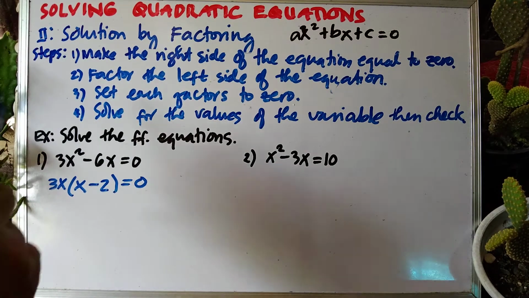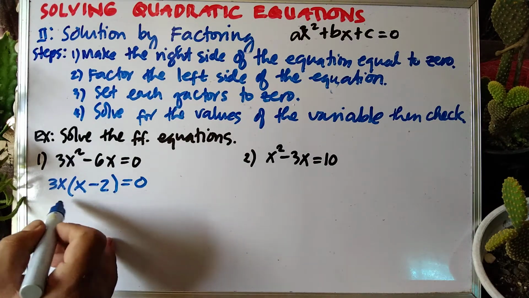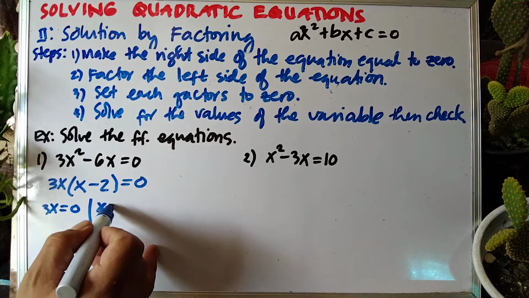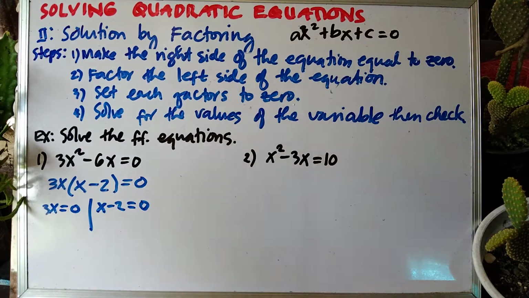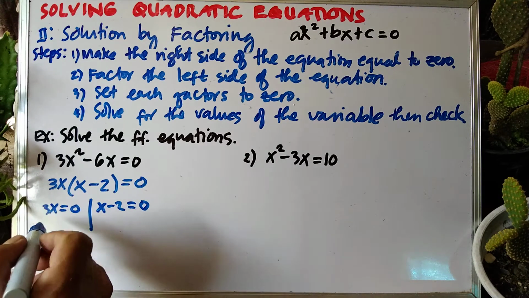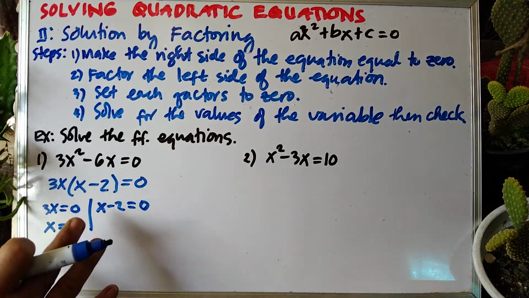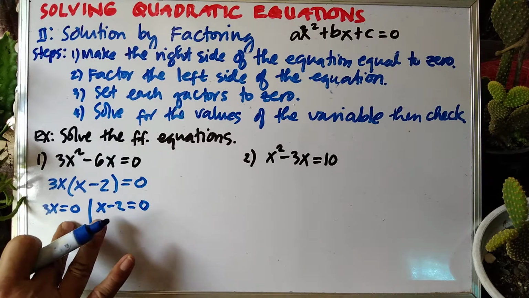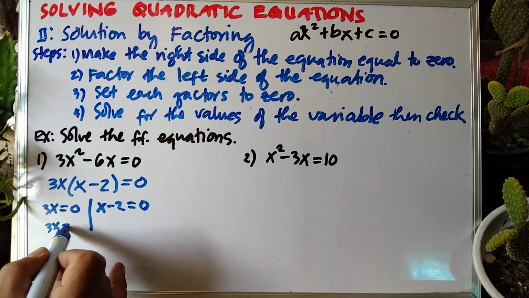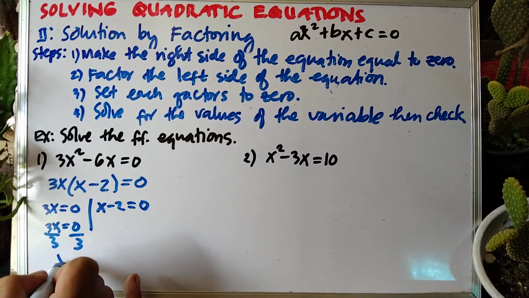Now, look at step 3. Set each factor to 0. Since we now have the factors, we will set these to 0. So 3x is equal to 0, and then x minus 2 is equal to 0, because these are the factors. 3x is equal to 0. It follows that your x will be 0. Let me show you this. We will divide both sides by 3. So 3x is equal to 0. Divided by 3, diri, you have x.